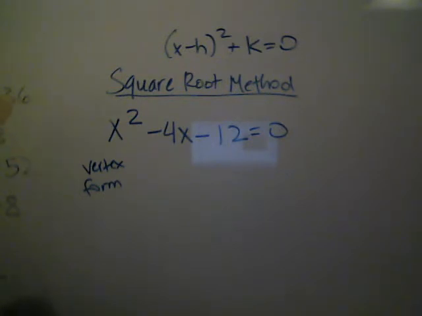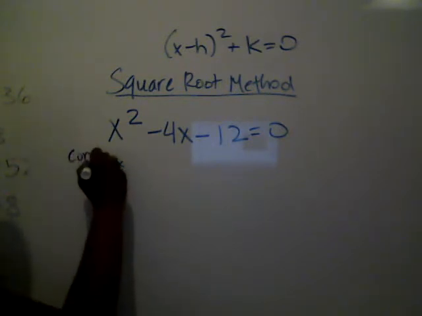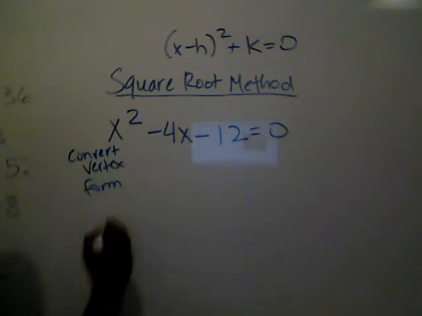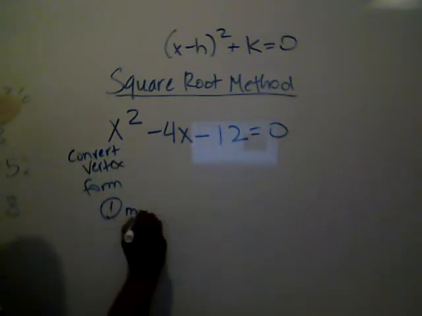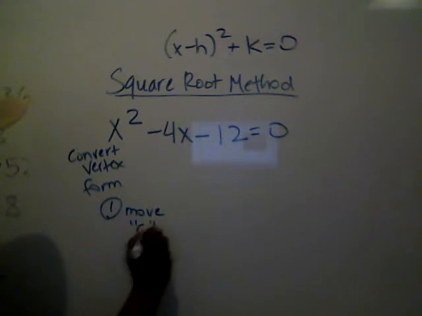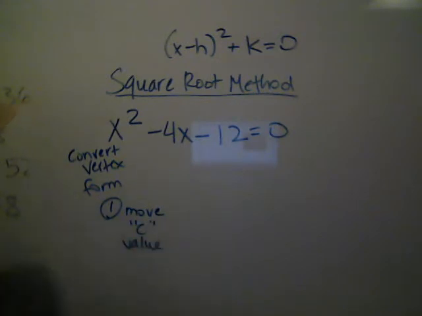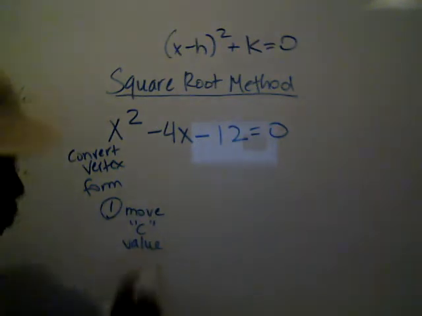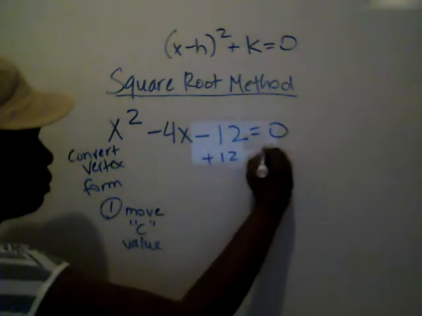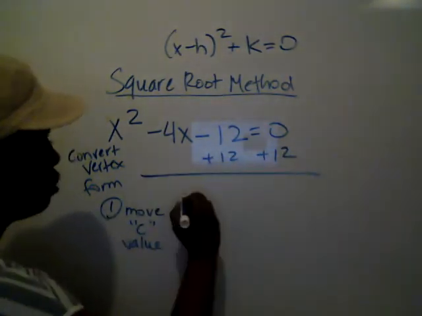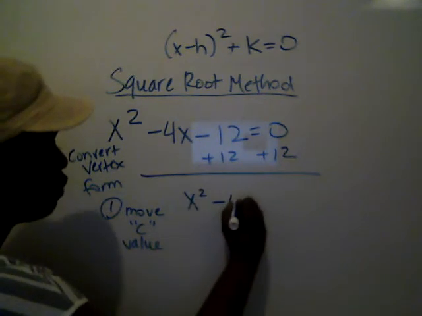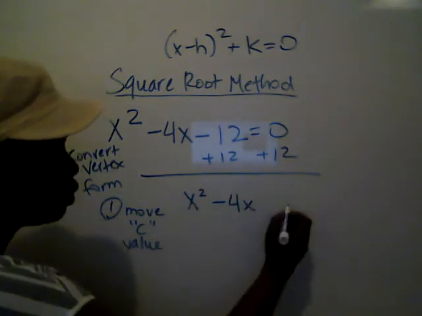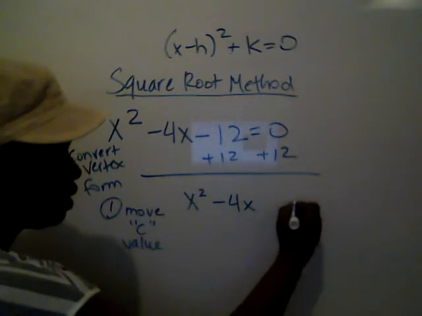Okay, so we're trying to convert to vertex form. The first thing we want to do is move the constant, or move the c value. So that's this guy here. We have to move that over to the other side, so we're going to add 12 to both sides. So now we have x squared minus 4x. I'm going to leave a little bit of a space. We're going to fill that in a second.